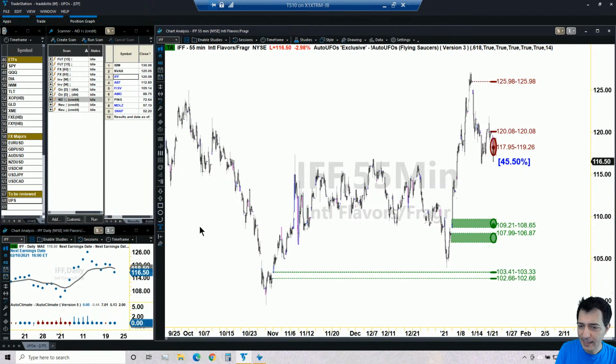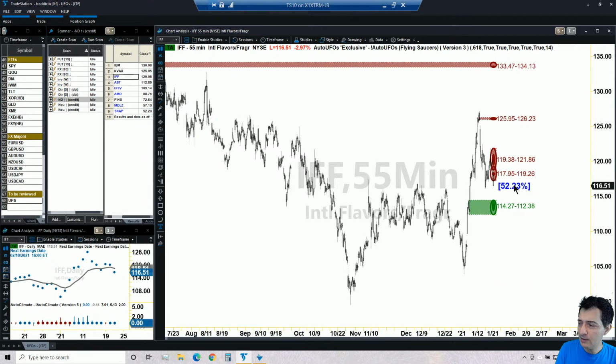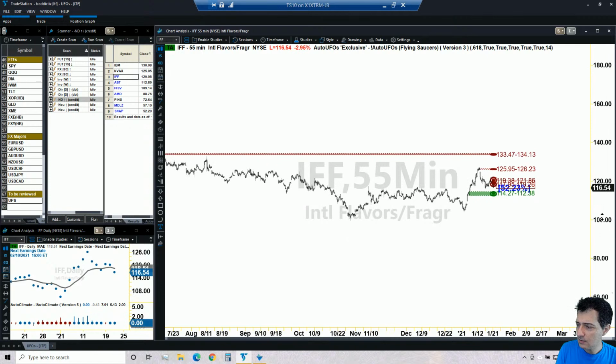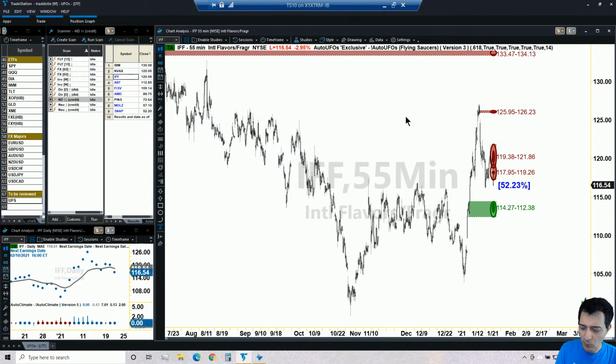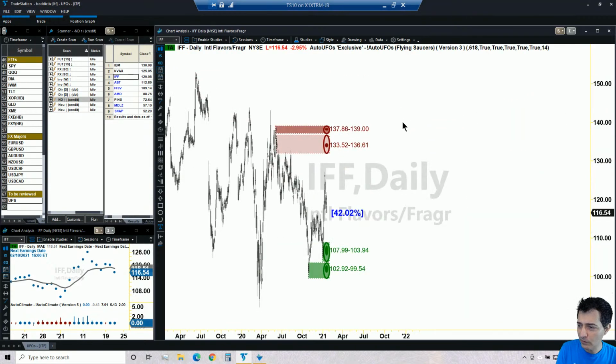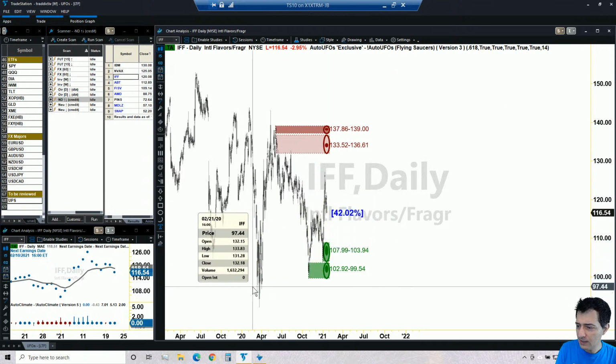And earnings are on February 10, so that's good. 45% is no good. So we're going to move to regular session and see what we got. And we got 52%, which is good. My only problem is that I don't see any UFO below. I only see one. And remember, I need two UFOs above and two UFOs below. So why is it that I got no UFOs there?